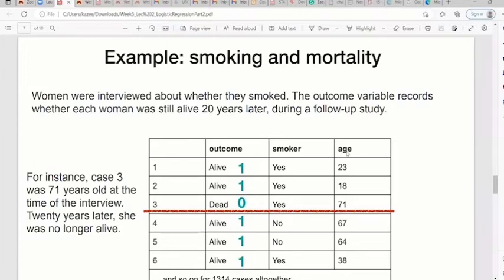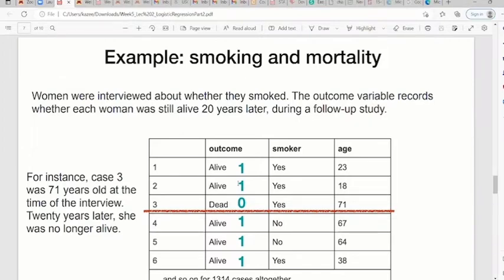If you look at case 3, I said for instance, case 3 was 71 years old at the time of the interview, and 20 years later she was no longer alive. Here the response variable, the outcome, when somebody is alive, we coded as 1 and 0 for dead. Look at that.